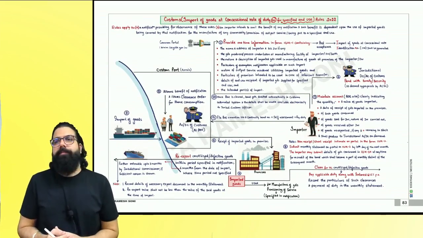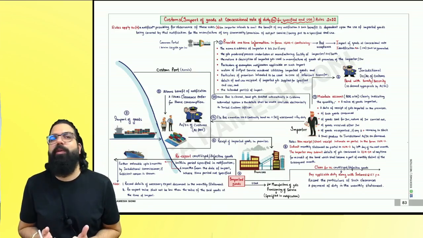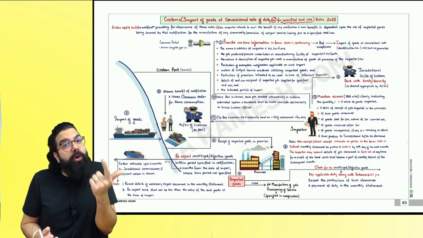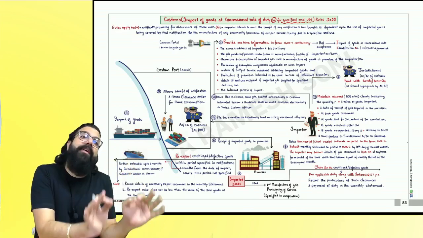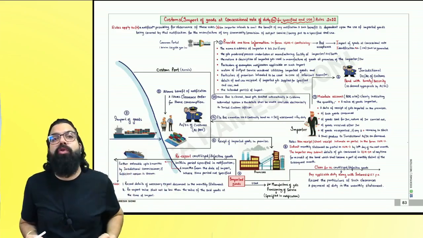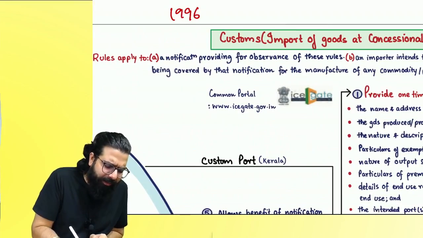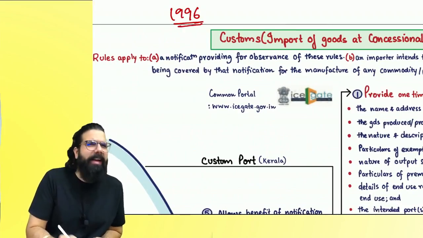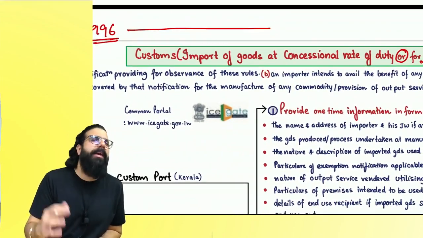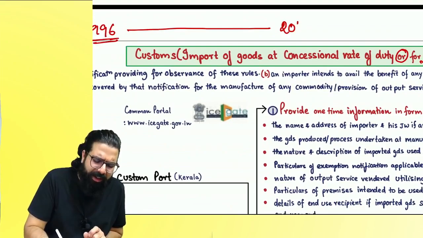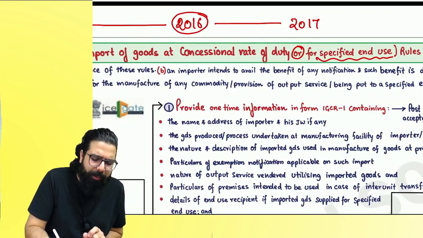This chapter, people, what are we going to understand now, everyone? Customs import of goods at concessional rate of duty or specified end use. These rules had been introduced earlier in 1996. After that, they made a lot of changes. There were some provisions creating problems for industry, and industry requested changes. Then in 2016 some amendment was done. Then in 2017 again some amendment was done.